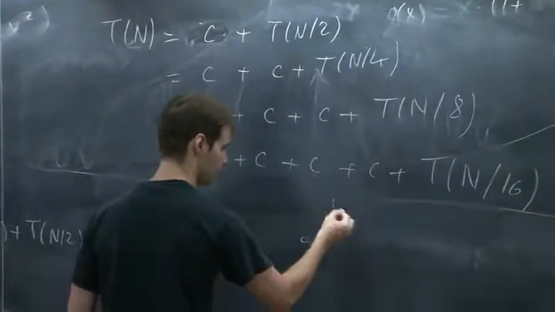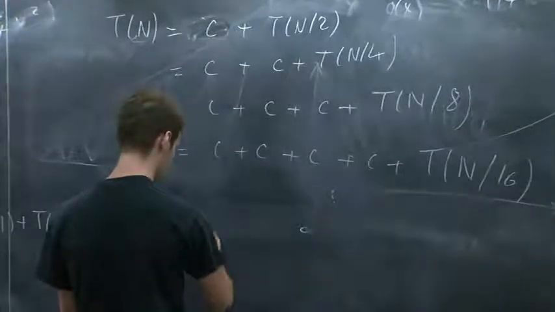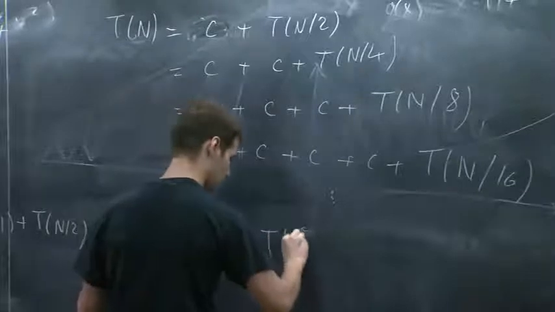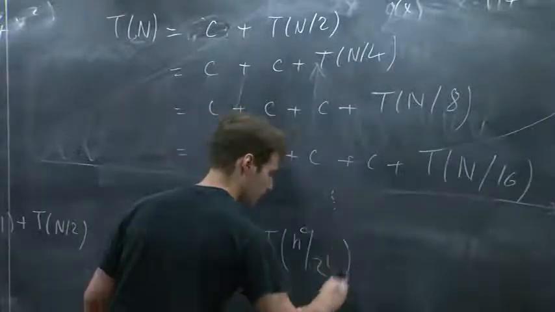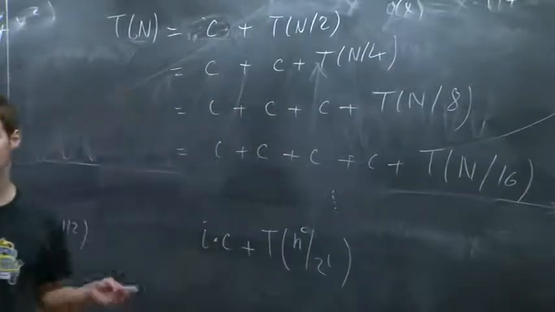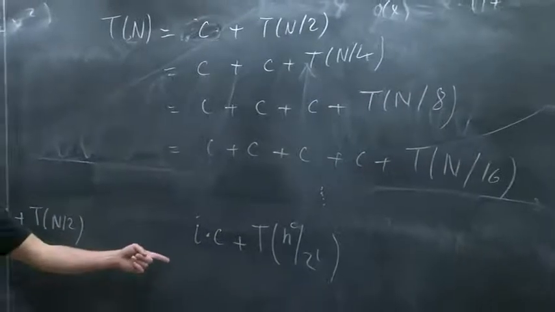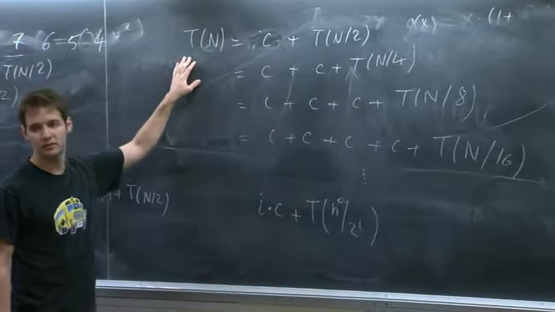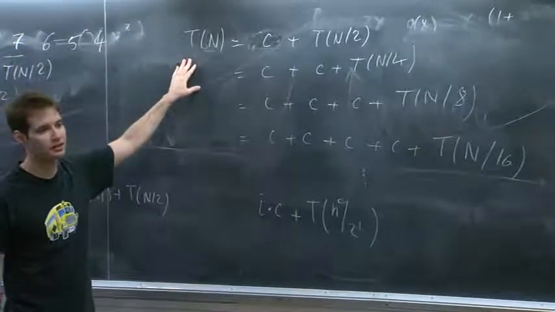So if I expand it a lot of times, I'm going to get i times c plus T of n divided by 2 to the i. And you can expand it as many times as you want until you see the pattern. But this is the pattern. So I have a recurrence. What else do I need in order to get a function? I need a base case.